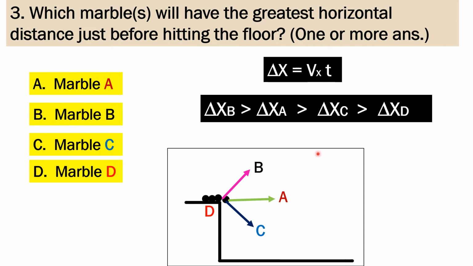So in other words, what we did here is to answer the question based only on logical reasoning. But part of it, of course, is to apply the concept of delta x being equal to Vx times t. So combining logic and this concept, I hope you are convinced of our comparison for the horizontal distance traveled by each marble. Therefore, our answer is letter B.